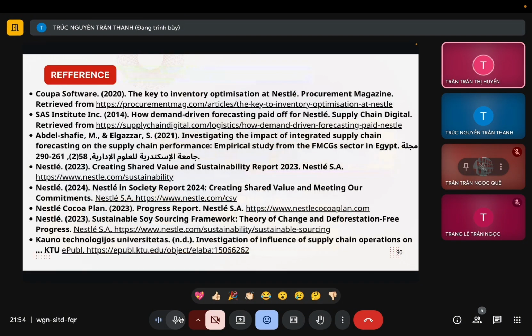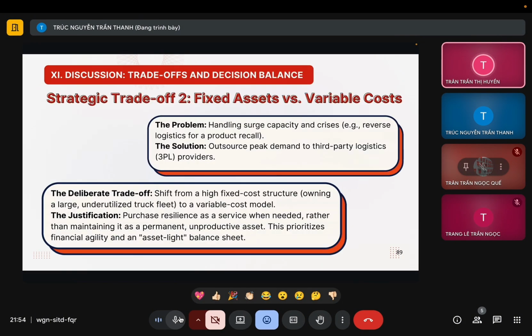So in conclusion, our entire strategy can be summarized by one core shift: moving from reactive to proactive. And this ensures that every trade-off that we make is a deliberate economic calculation to maximize the value for the whole company.